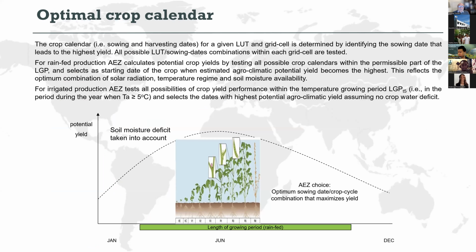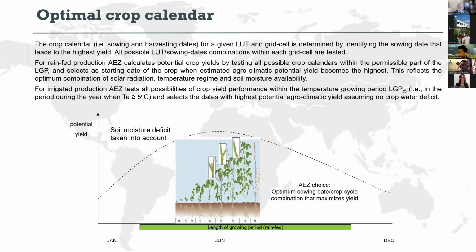One of the features of AEZ assessment, agroclimatic assessment, is what we call the optimal crop calendar. The crop calendar, that is the dates from sowing to harvesting for a given LUT and grid cell, is determined by identifying the sowing date that leads to the highest expected agroclimatic yield. All possible sowing date combinations for a given LUT are tested in each grid cell, so that is a very computationally intensive process.